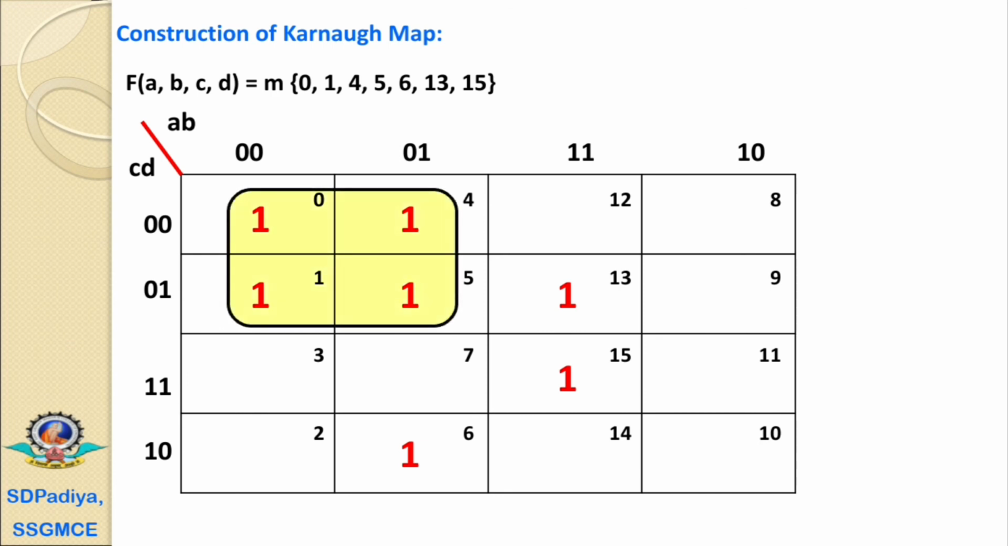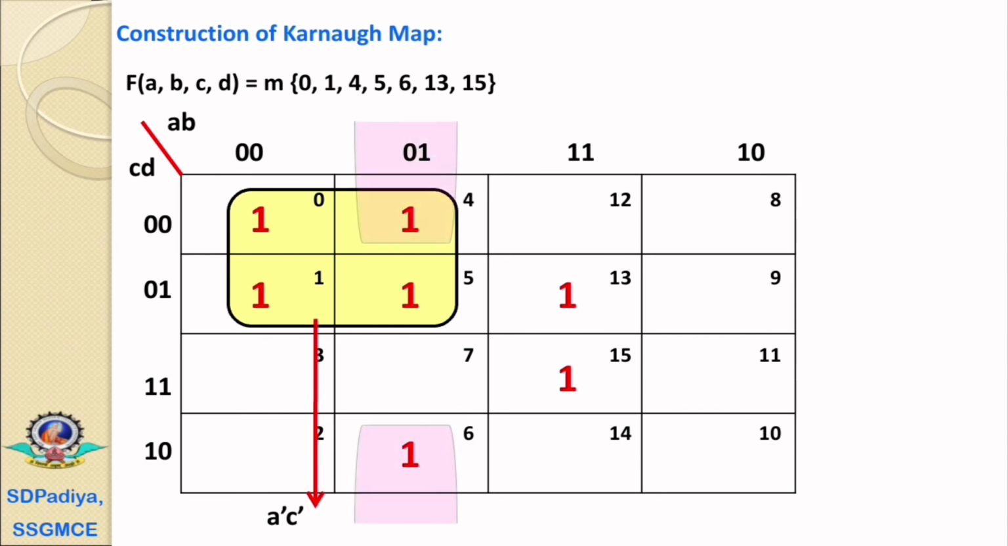These 4 cells are the adjacent cells. Expression for this group: at the column side it belongs to the 2 columns 0,0 and 0,1. Therefore the B will eliminate and there will only be the A dash. At the row side it belongs to the 0,0 and 0,1. Due to the 0 and 1 the D will eliminate and the remaining is only the C dash. Therefore its expression is the A dash C dash.